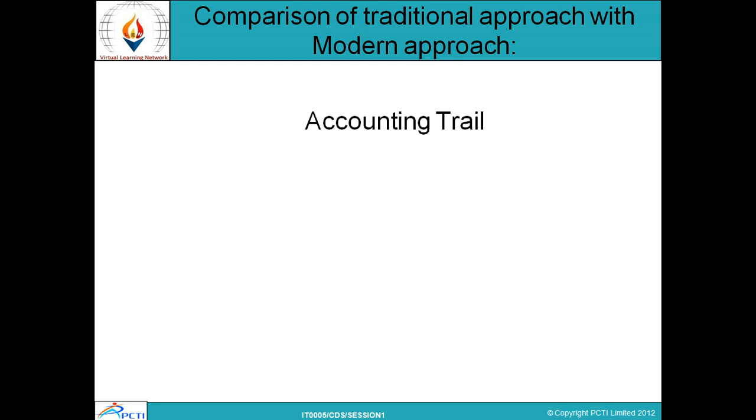Can I repeat further? Accounting trial is a process of first identifying a transaction or event. After you have identified the transaction or event, what do you do? You prepare a voucher for this. Once you have prepared a voucher, what do you do? This voucher you record as a journal entry, right? Once you have entered the journal entries, what do you do? You prepare a ledger account.